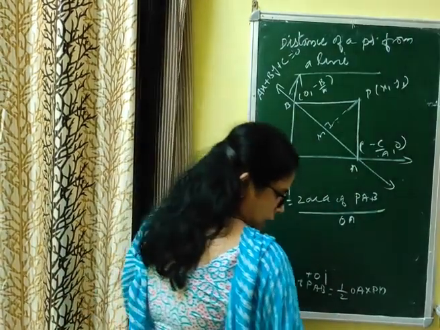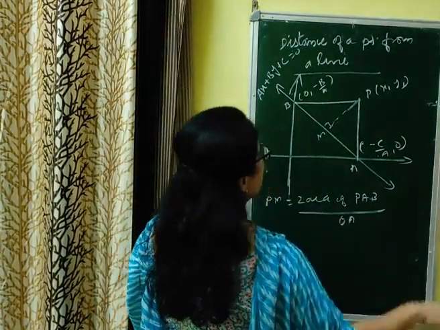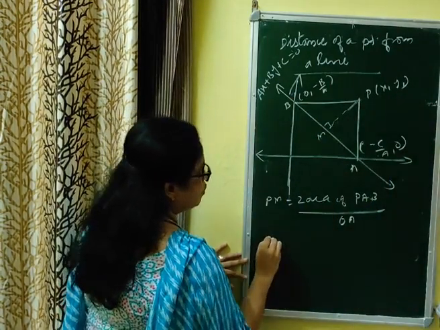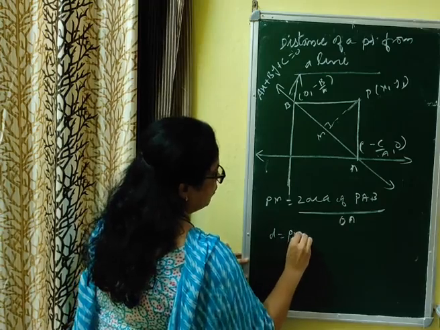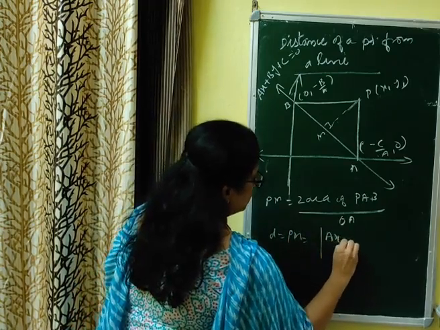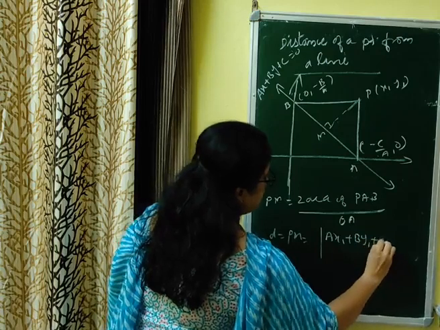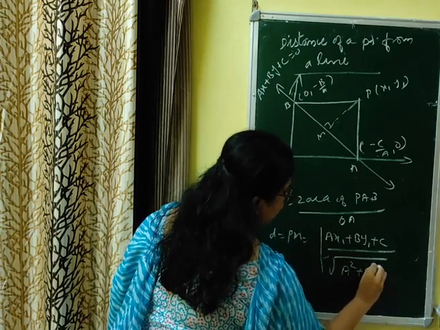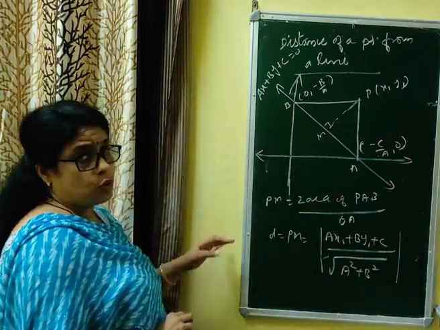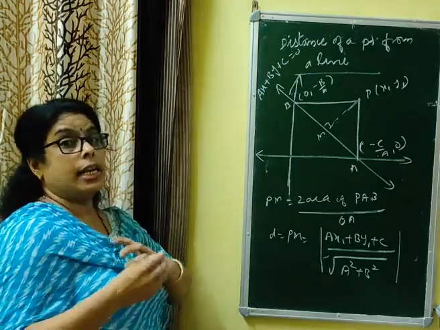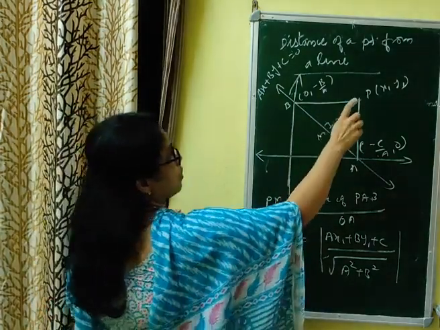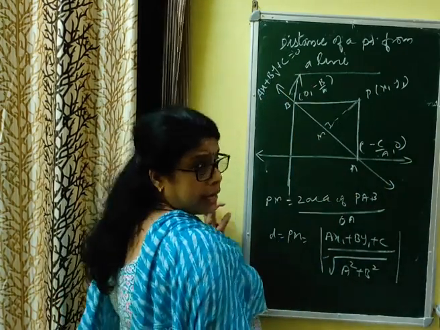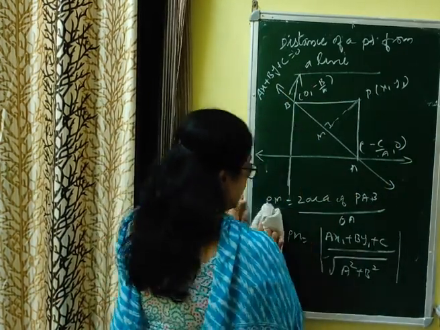Put this in. I can't show all the steps. That is the distance of the point x1 y1 from the line ax plus by plus c equal to 0. That is d equal to PM is equal to mod ax1 plus by1 plus c upon root a square plus b square. The formula is very important for class 12th also. It may come in 3D. That is, the distance of a point x1 y1 from the line ax plus by plus c equal to 0 is mod ax1 plus by1 plus c upon root a square plus b square.